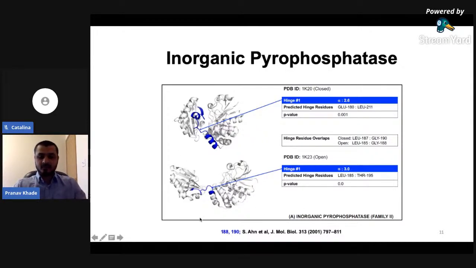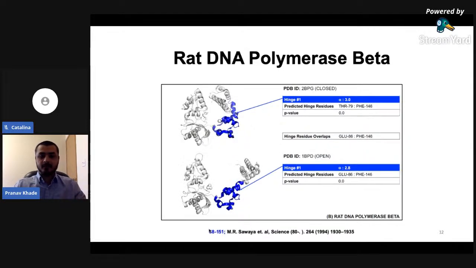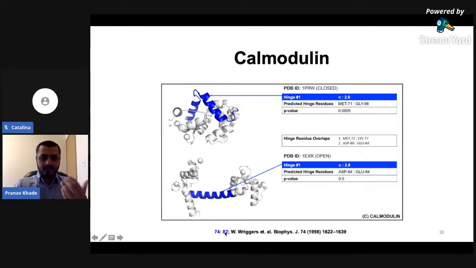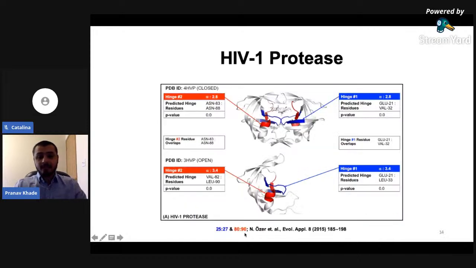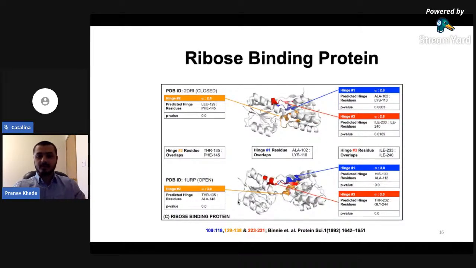And this hinge was curated from the literature. We verified it from the literature. Same for the RNA polymerase hinge, and we verified it for calmodulin, which is a very famous example. Another thing is there can be proteins which have multiple hinges, as in the HIV protease, where there are multiple hinges which allow the protein to be flexible in order to open the flaps you see on the top. And all these examples are also verified from the literature.